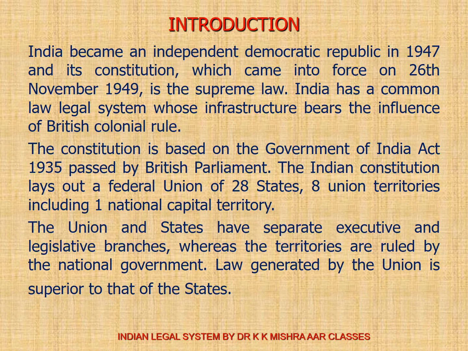The constitution is based on the Government of India Act 1935 passed by British Parliament. The Indian constitution lays out a federal union of 28 states and now 8 union territories. These kept on changing. As of now they are 8, including one national capital territory. The union and states have separate executive and legislative branches, whereas the territories are ruled by the national government. Law generated by the union is superior to that of the states.